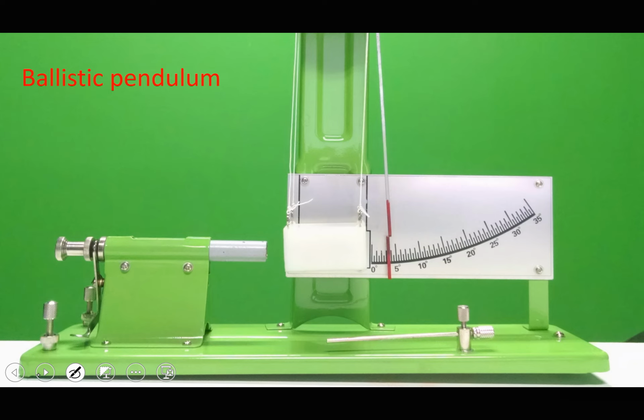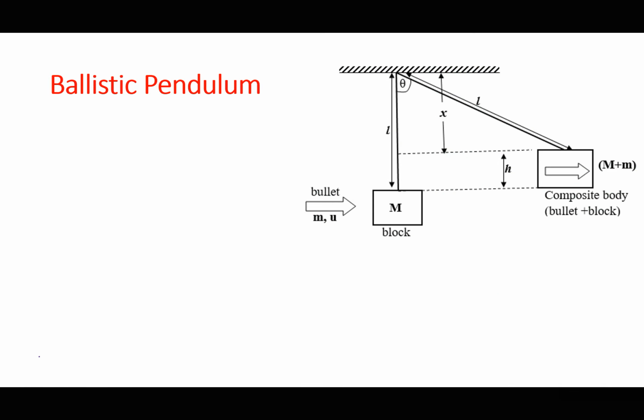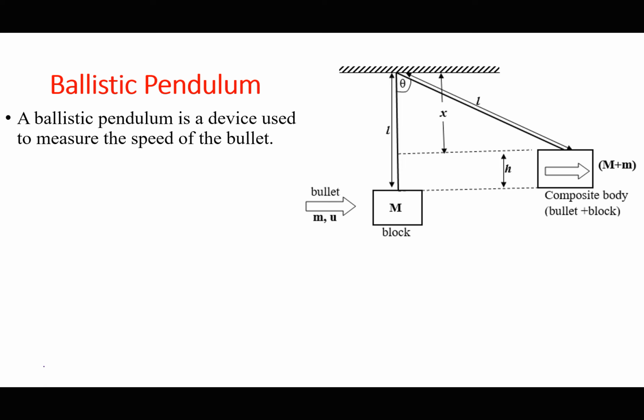So a ballistic pendulum may look something like this. It has a firing point where the bullet is going to be placed, and there's a material in which the bullet could embed so that it is moved through a certain angle, which can be measured from the scale. And if we can measure that angle, then we can determine the speed of the bullet, as we are going to see. So a ballistic pendulum is a device which is used to measure the speed of the bullet.